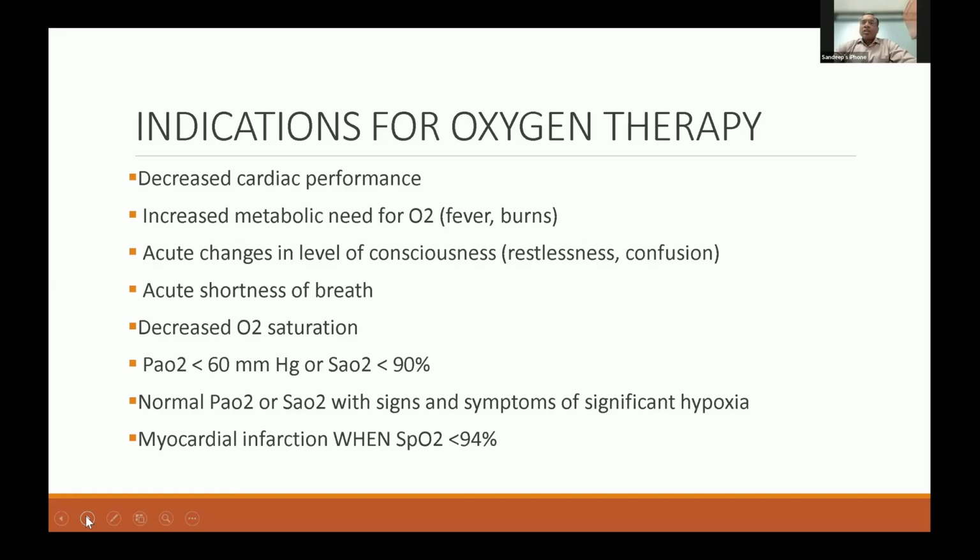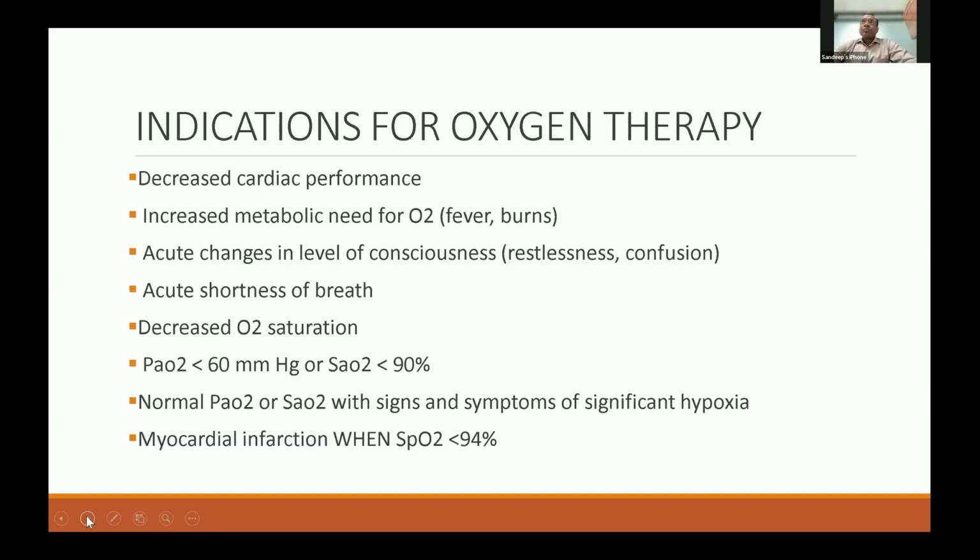Second indication can be increased metabolic need of oxygen. If the patient is having high-grade fever, chills, rigors, then the body's consumption of oxygen increases. In those situations, you may or may not need to add oxygen therapy to the patients. Some patients present with decreased level of consciousness. In those patients, the breathing can be erratic. If you have continuously monitored them, you may find a period of low oxygen, then normal saturation, then low saturation. In those kinds of situations also, you can start it.